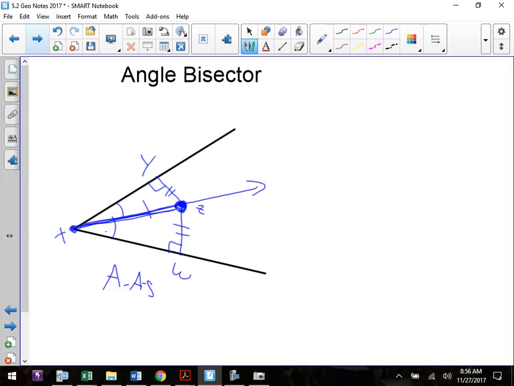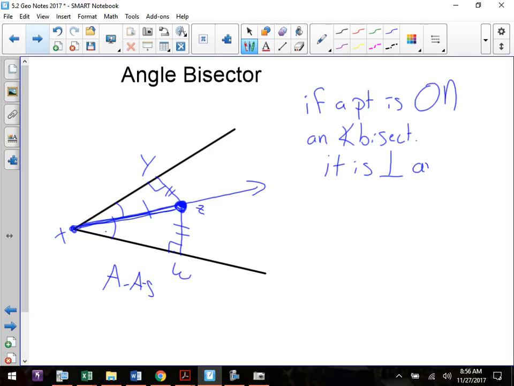This one's a little bit weirder, and we'll walk through this again here. So if a point is on an angle bisector, it is perpendicular and equidistant. Is it equa or equid? Equid. Yeah, that just looked weird. It's equidistant to the side. For some reason, it just looked weird.